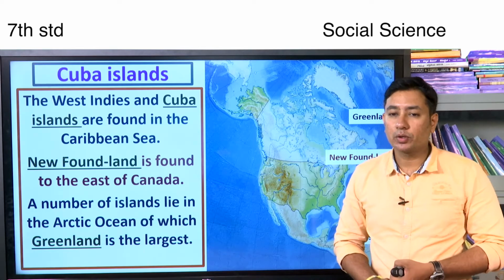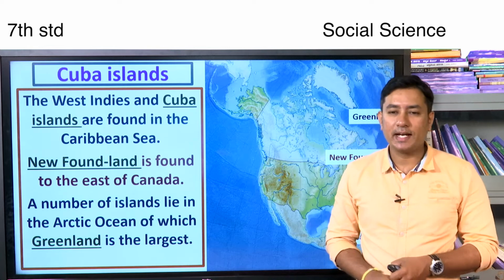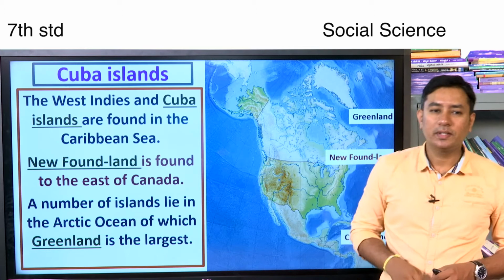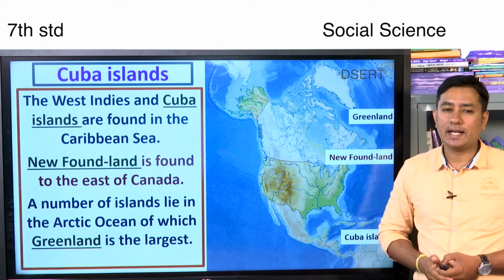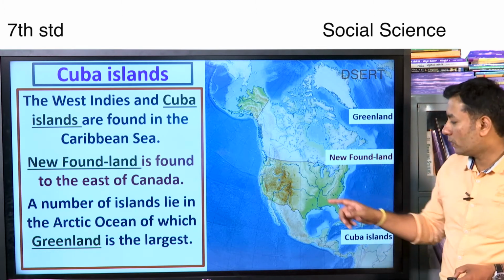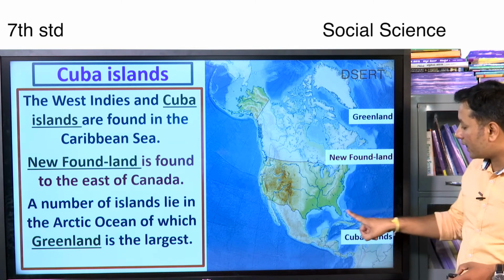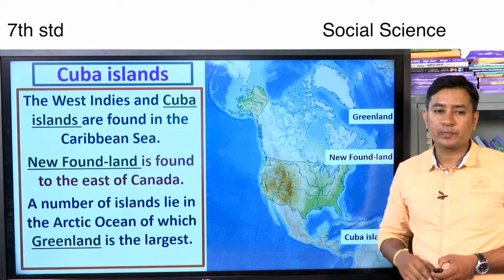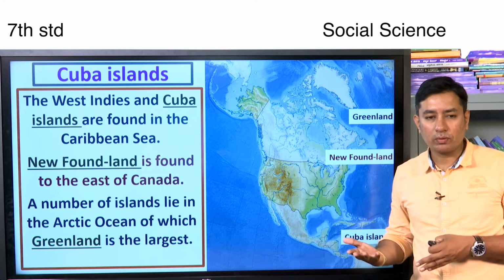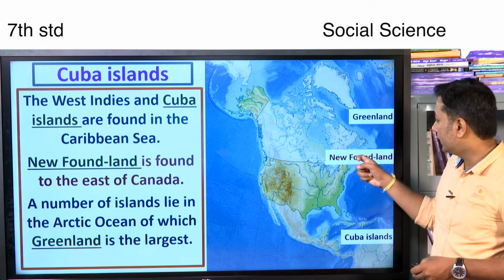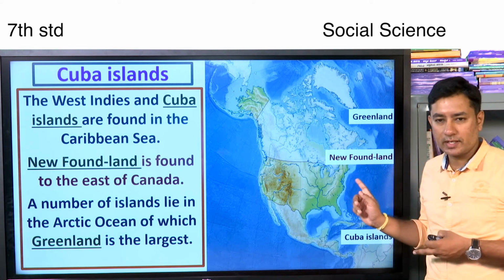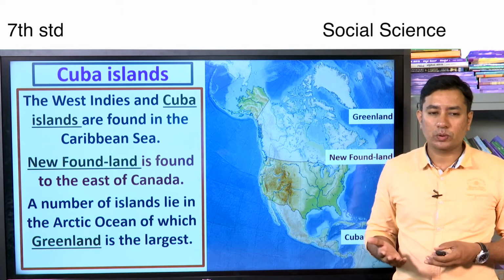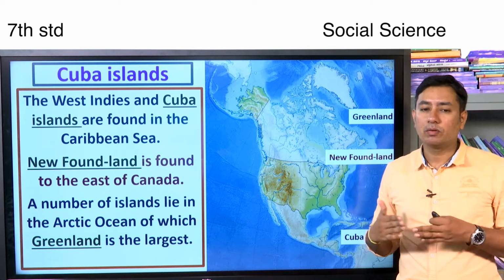Now let's come back to the Cuban Islands. The Cuban Islands are also known as the Caribbean Islands. Where are they? Let's see. The West Indies and Cuban Islands are found in the Caribbean Sea. See, here it is. This part we call the Cuban Islands or Caribbean Islands. Newfoundland is found to the east of Canada. See, Newfoundland is here. Can you see it now? And among the number of islands which lie in the Arctic Ocean, Greenland is the largest.